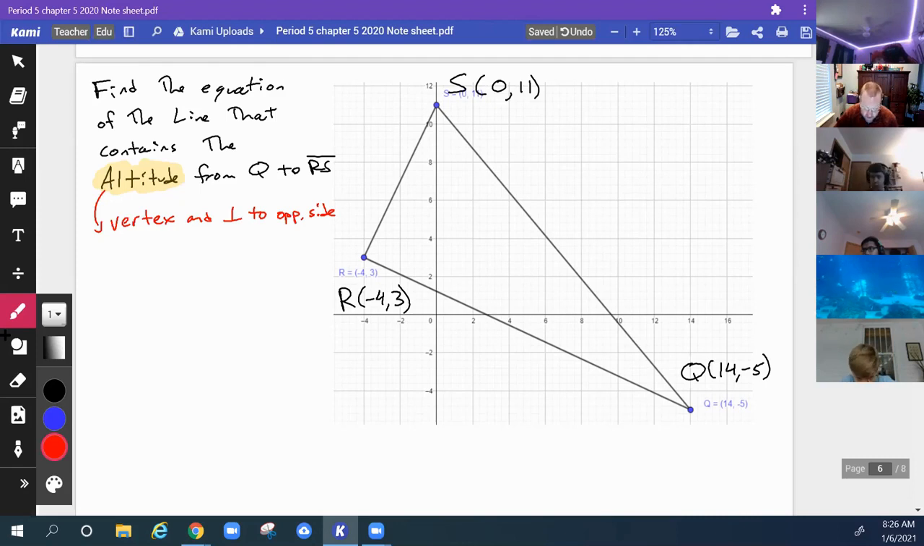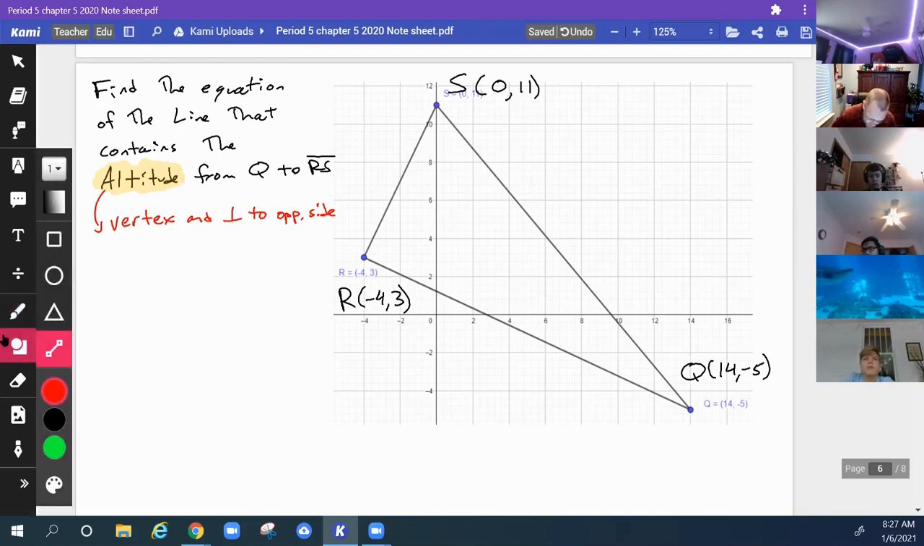What I want you to do is just kind of draw it in, okay? So I'm going to start out, boom, I'll make it red. So here is the vertex Q, okay?